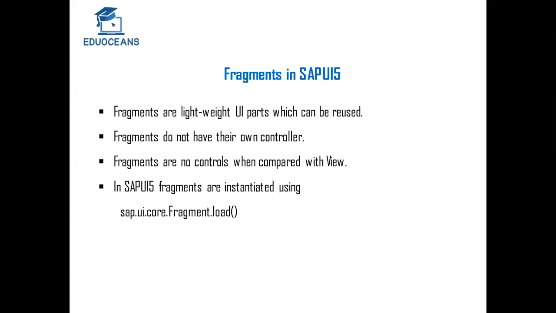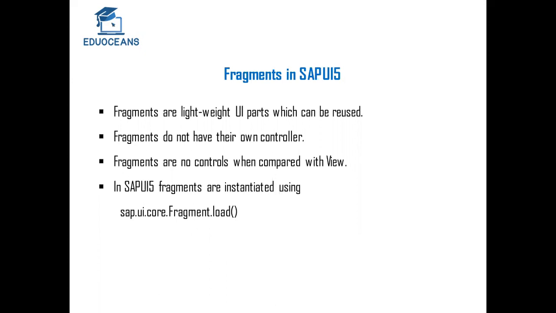So why are they said to be lightweight UI parts? Because suppose we build one view in the SAP UI5 application. A view consists of many controls like button, label, text, any control we declare inside the content of the view. In the same manner, we can also declare controls inside fragments. But fragments are not part of the view. When you declare it inside the view, then only it would be rendered inside the view, but till then they are not a part of the view.